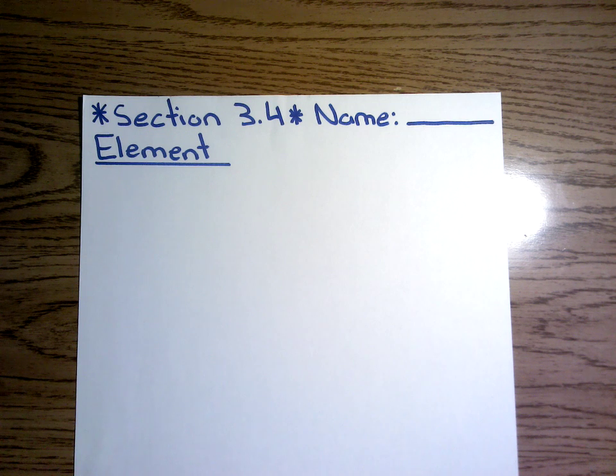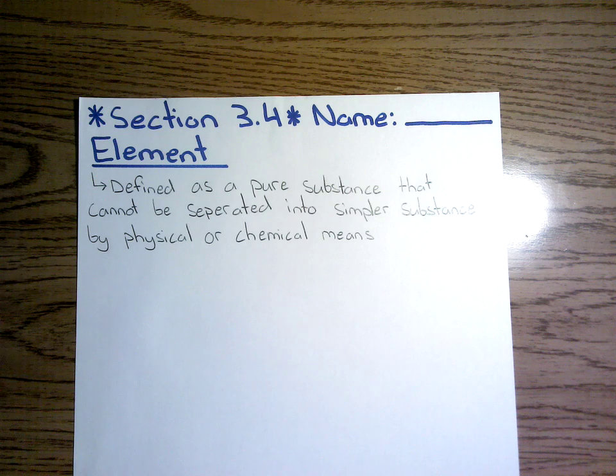So let's get underway with elements and just have a basic definition here of what elements are. Elements are defined as a pure substance that cannot be separated into simpler substances by physical or chemical means. Now, currently, there are 91 elements that occur naturally on Earth.